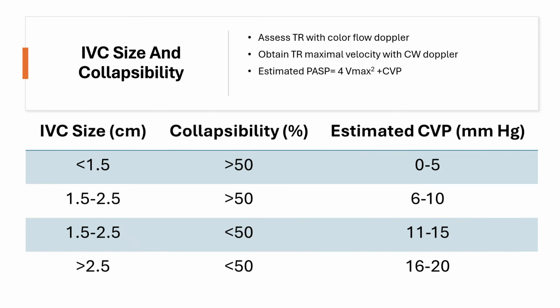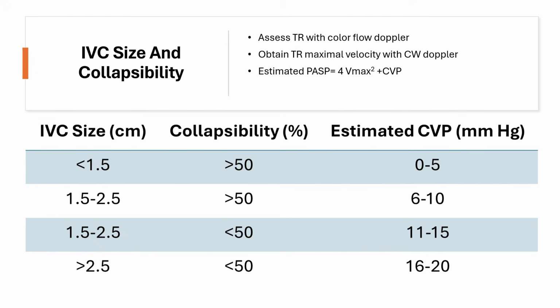IVC size and collapsibility can be a useful marker of significant PE. With increased right-sided pressures, the IVC will become more plethoric and less collapsible with respiration. Again, as a reminder, this is how our cardiology colleagues estimate CVP via non-invasive means.